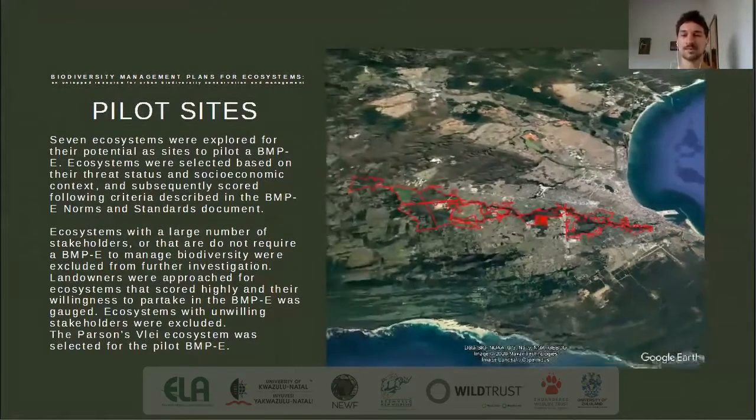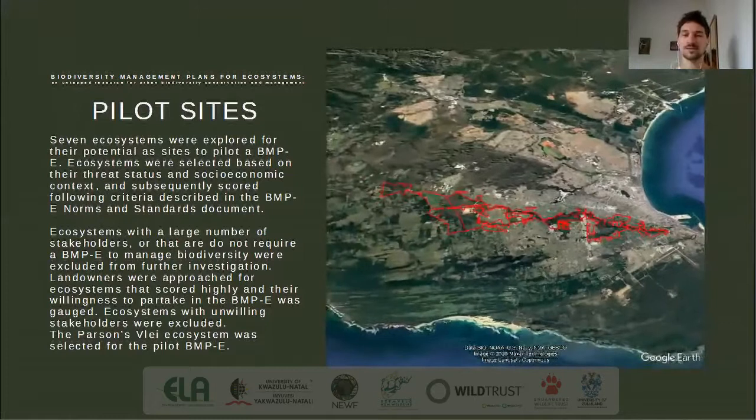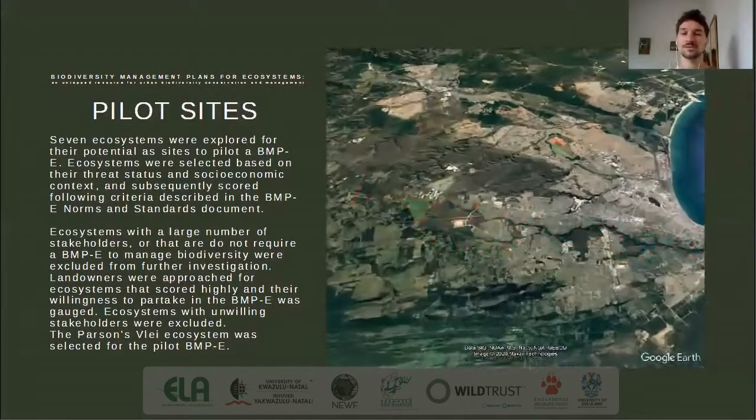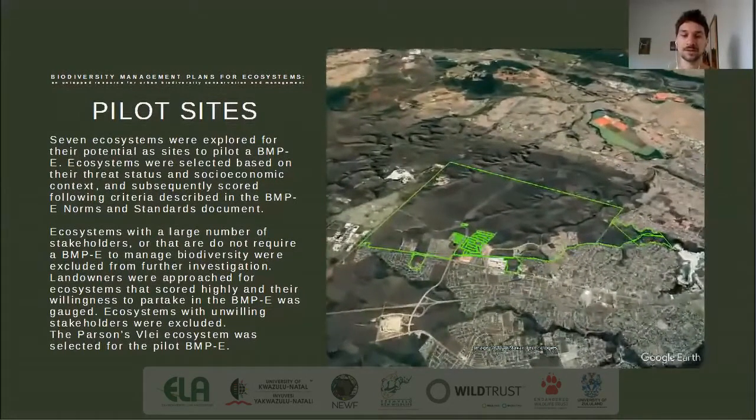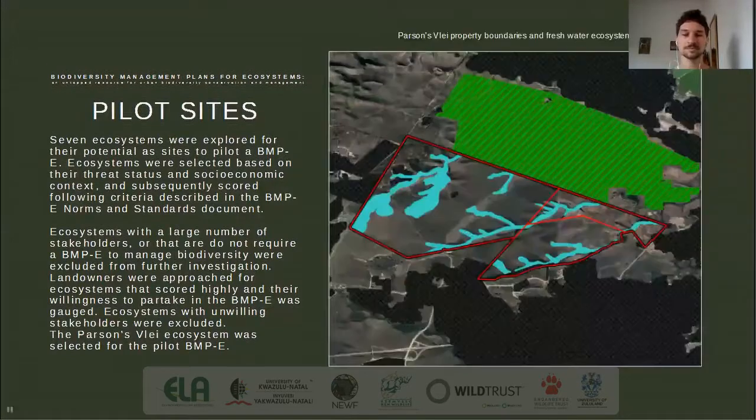We looked at the Baakens Valley, which is a river that runs through Port Elizabeth and is identified as a critical biodiversity area, but the ecosystem is owned by a large number of stakeholders, and it wouldn't be feasible to target that area for a one-year pilot. So we then identified the Parsons Vlei as a good potential ecosystem, and I'll discuss that ecosystem a bit more.